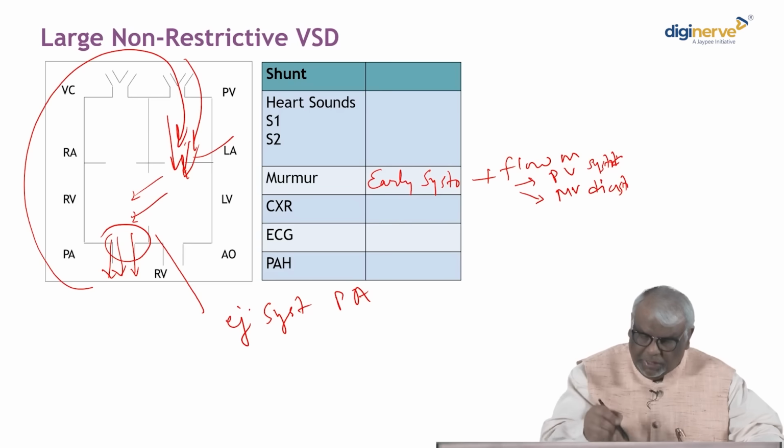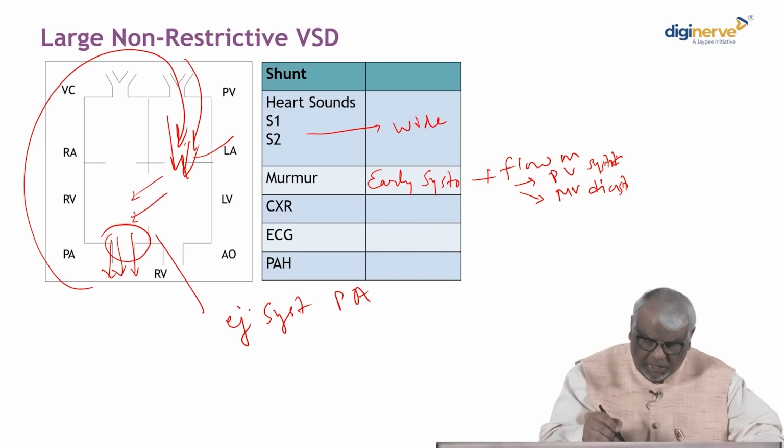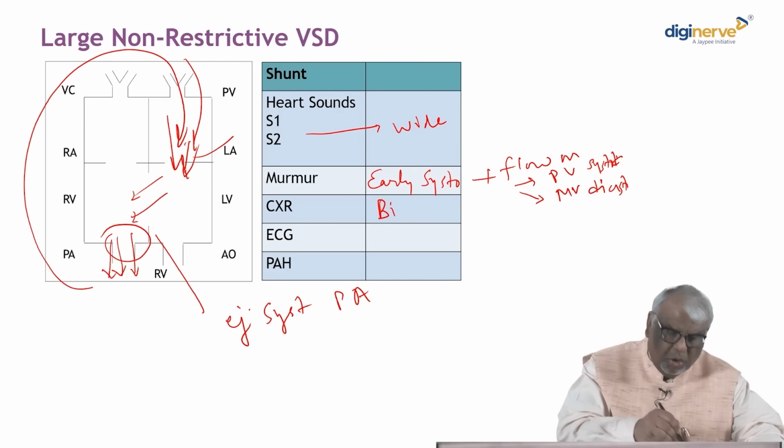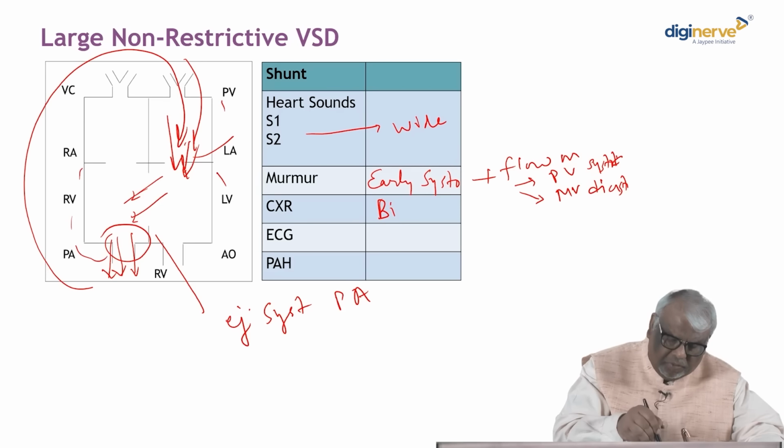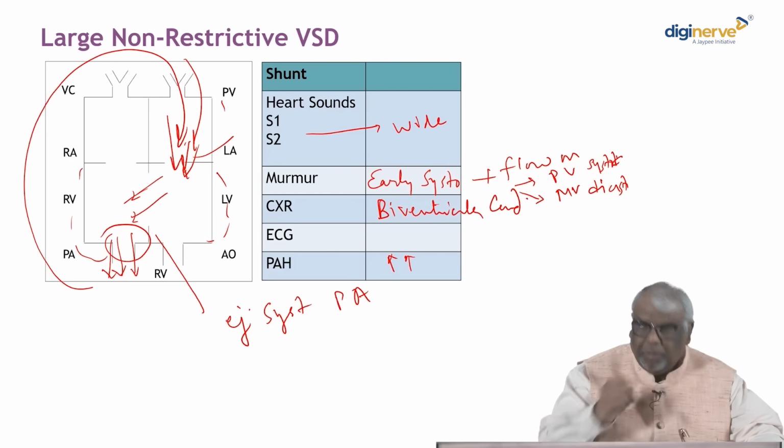Heart sounds we have already discussed. S2 is again wide split and it varies with inspiration. P2 is loud, S2 is loud again because of the pulmonary arterial hypertension. Chest X-ray may show left biventricular enlargement. Now, because there is a strain on the right side as well because of the increased flow, there is right ventricular and left ventricular enlargement. A biventricular type of cardiomegaly may occur here. And again, pulmonary arterial hypertension will be high.